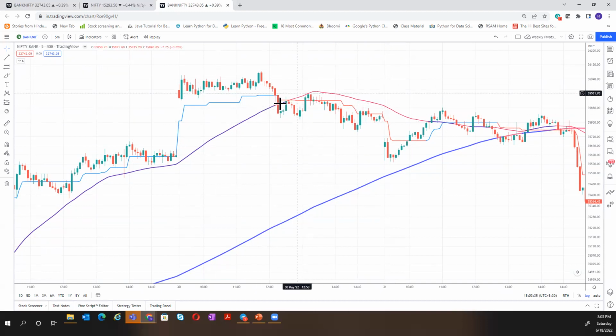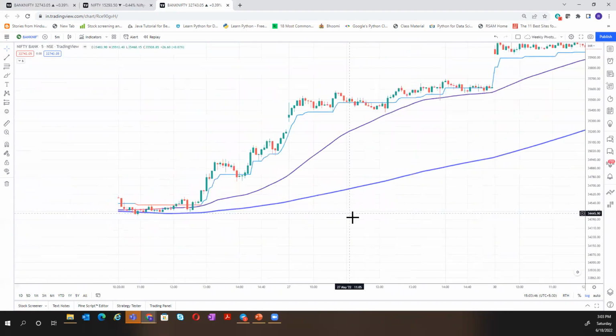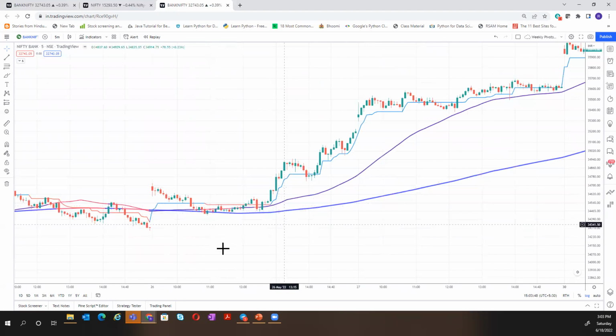So this is the 50 MA. The moment it changes to red, you know the trend is down. If you take it keeping the stop loss here, you will scalp some money. I would be more interested in catching these kinds of moves.